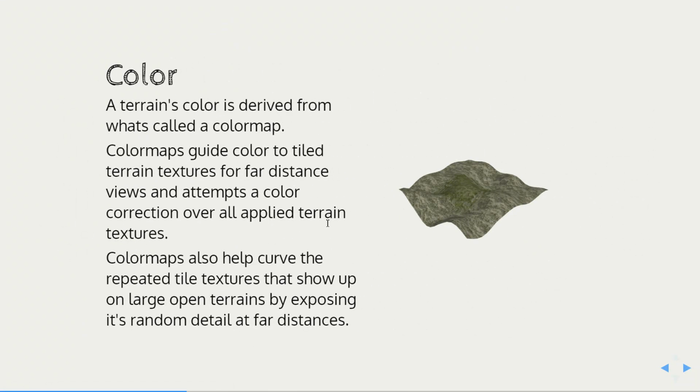Color. A terrain's color is derived from what's called a color map. Color maps guide color to tiled terrain textures for far distant views and attempt a color correction over all applied terrain textures. Color maps also help curve the repeated tile textures that show up on large, open terrains by exposing its random detail at far distances.